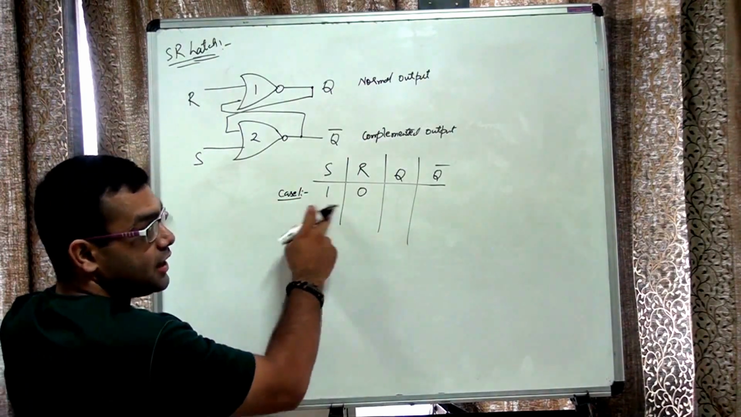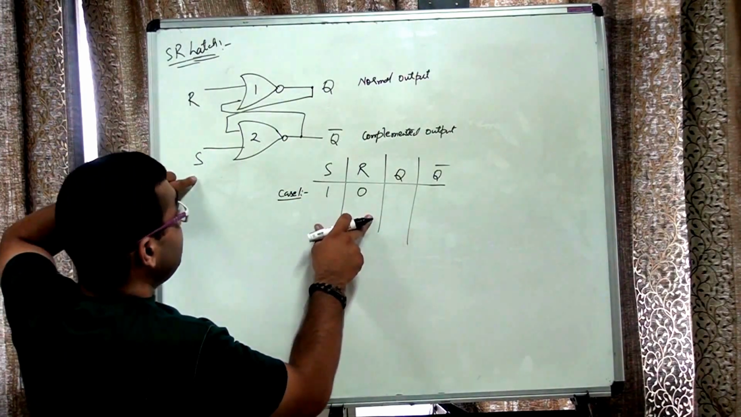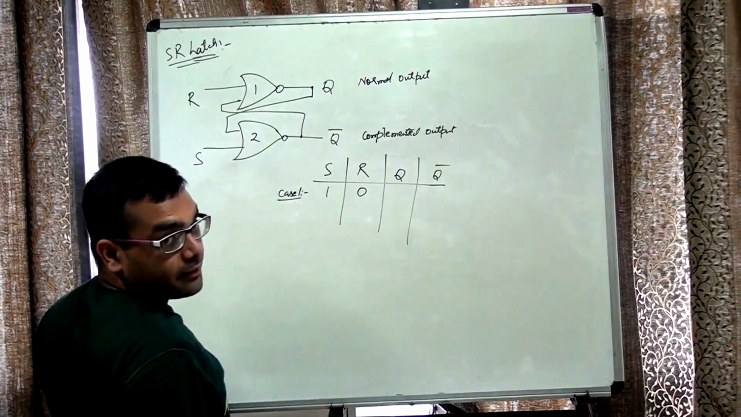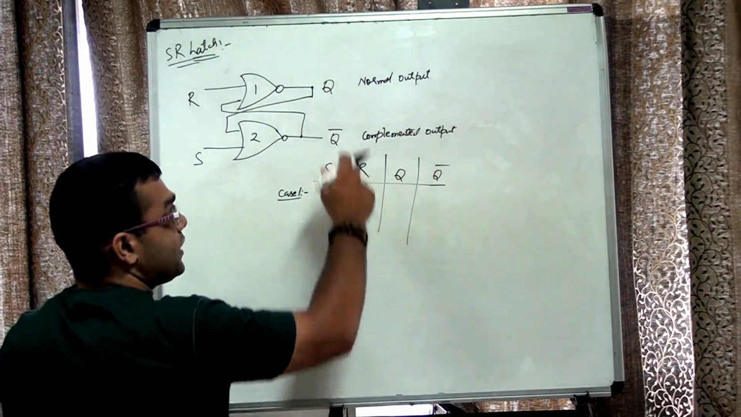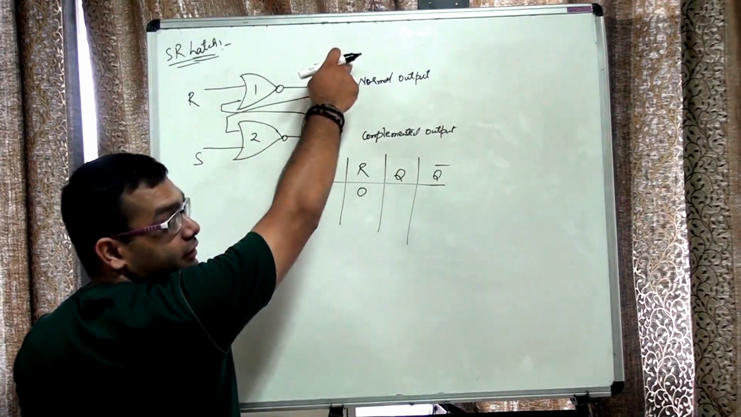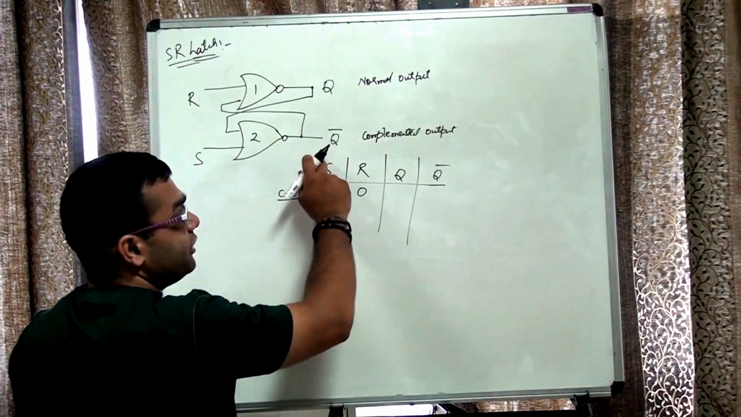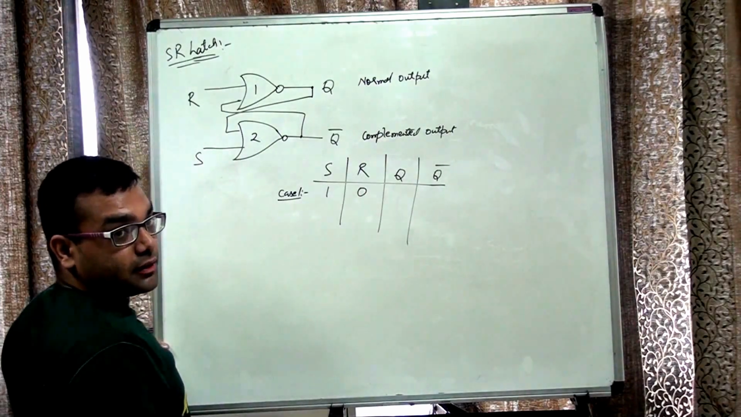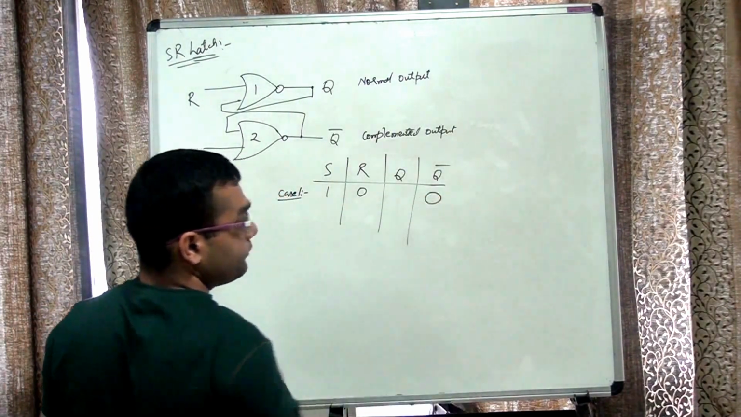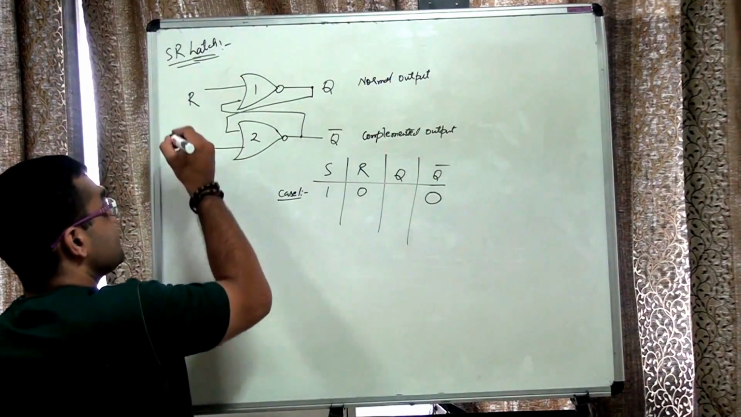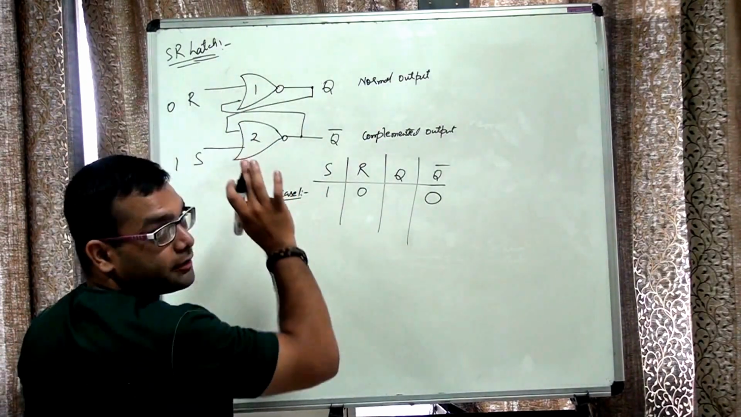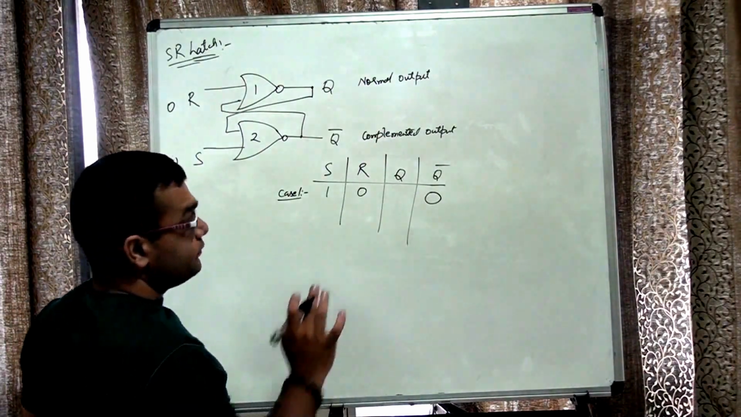Now when S is 1, R is 0, so S is the input of gate number 2, and R is the input of gate number 1. Since R is 0, I am not sure of the value of Q, the output of gate number 1, but since S is 1, I am definitely sure what will be the value of Q bar, output of gate number 2, because if any of the input is 1, output is definitely 0. So whatever the other input, this output will definitely be 0.